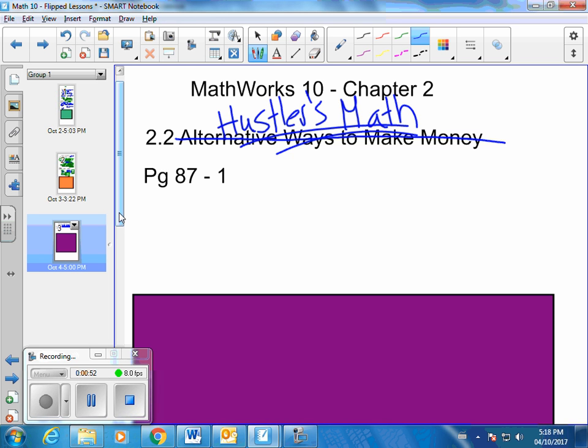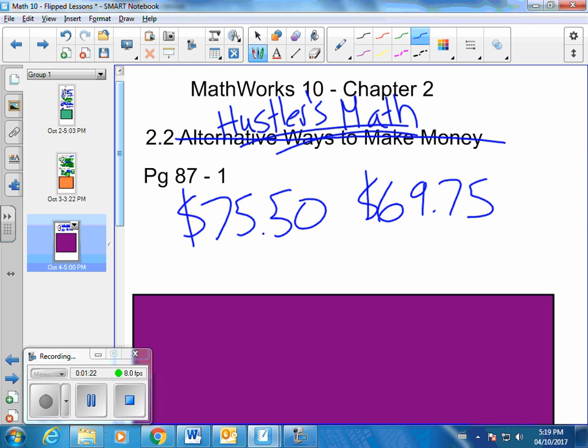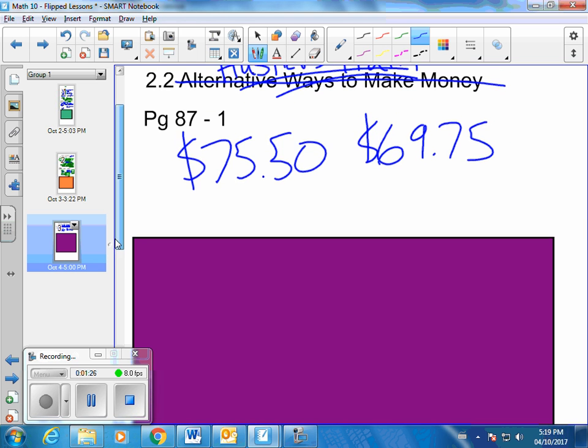We're going to do question number 1 together. There's another example there on the page you can look through on your own, but we're going to take a look at Thomasina. So Thomasina makes sweaters. She sells them in her craft shop. She's been hired to knit sweaters for a particular team. She charges $75.50 for a large sweater and $69.75 for a medium. It makes sense because sweaters are different sizes.